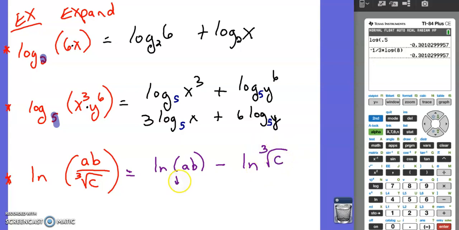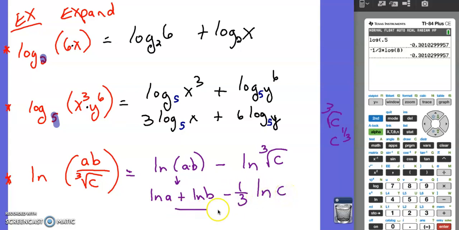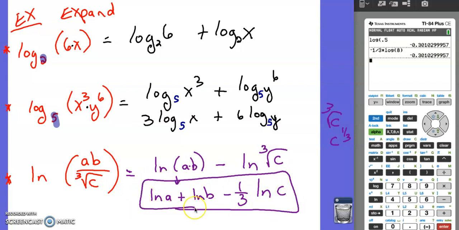Well, notice this right here is a multiplication problem, so that's literally ln A plus ln B. Now this right here, remember that the cube root of C is the same thing as C to the 1/3. And so if I had C to the 1/3, I can bring the 1/3, the exponent, out front, and then ln C. So this is expanding the entire thing.